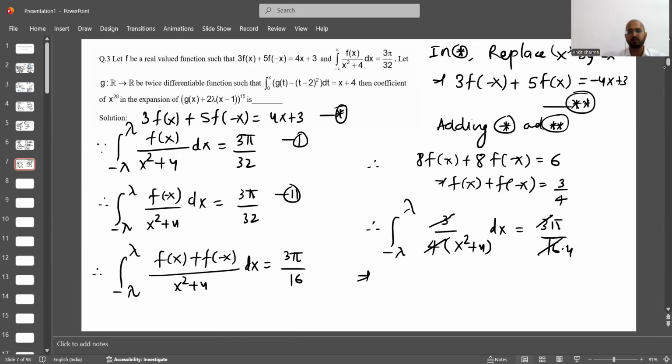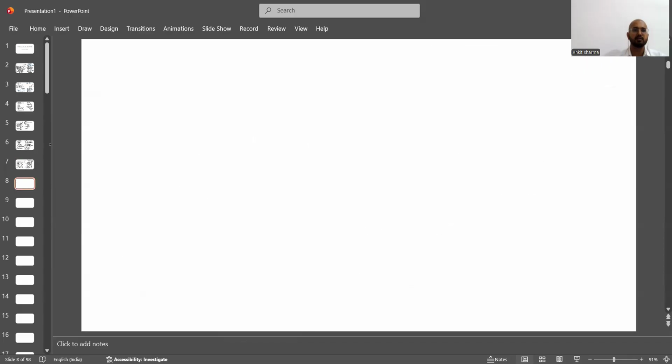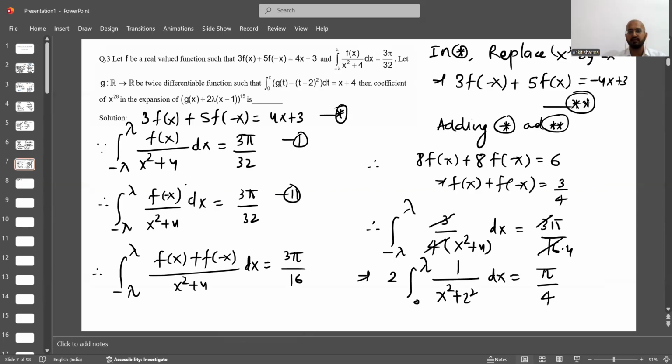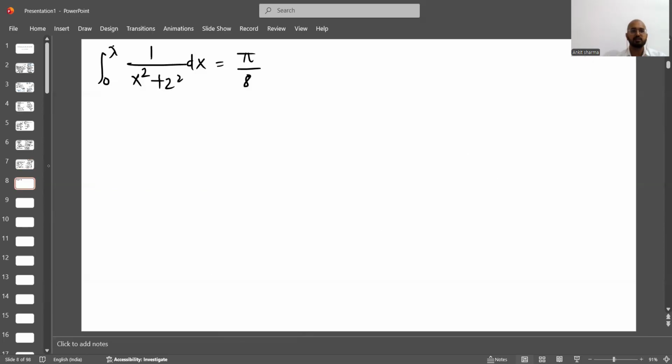And if you see here that x squared plus 4 is an even function, so we can write 2 times integral 0 to lambda 1 over x squared plus 2 squared dx. This is equal to pi over 4. That means I'll be having 0 to lambda 1 over x squared plus 2 squared dx is equal to pi by 8. The 2 I have taken down. So if we consider this thing, then this is nothing but 1 over 2 tan inverse of x over 2. My limit goes from 0 to lambda, which is equal to pi by 8.